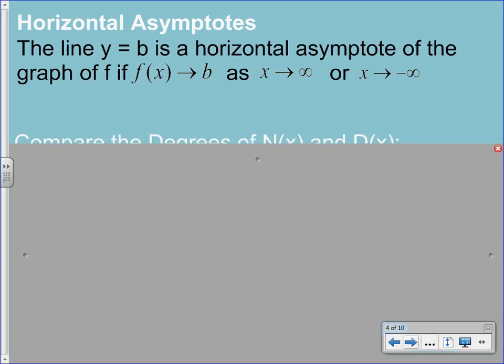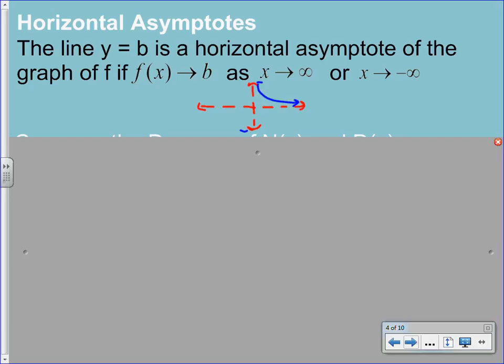A horizontal asymptote is a horizontal line. We're going to graph it as a dotted line where our graph is going to approach that line as we go towards infinity and negative infinity. So you might remember it looking like our reciprocal function: we have a vertical asymptote, a horizontal asymptote, and towards infinity, our graph is going to approach that horizontal asymptote.